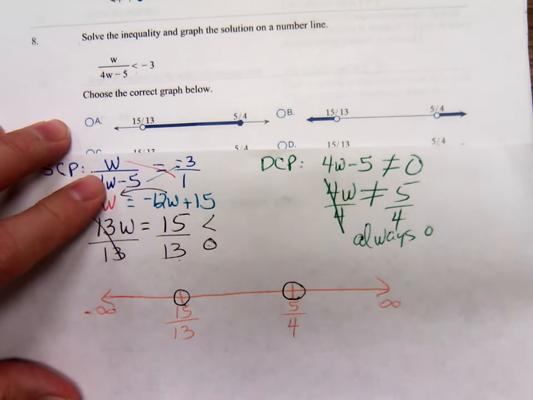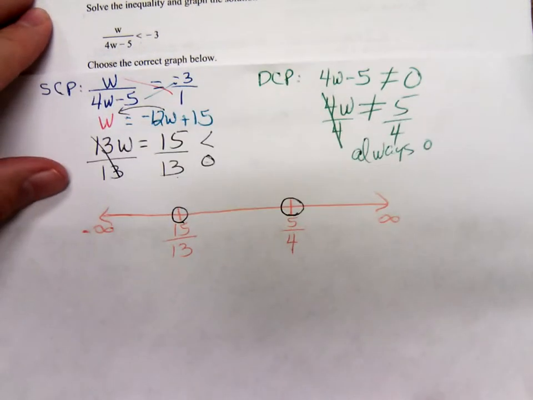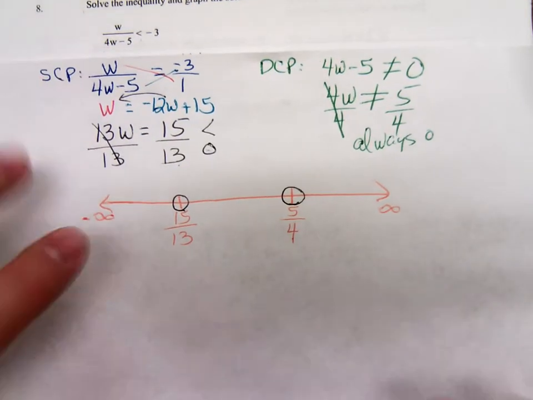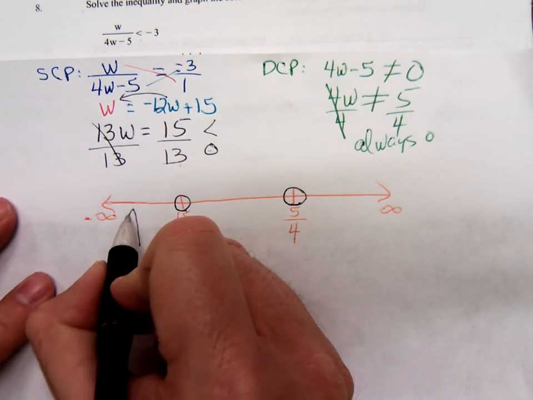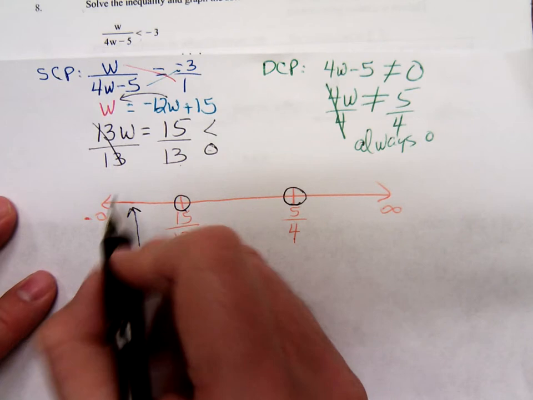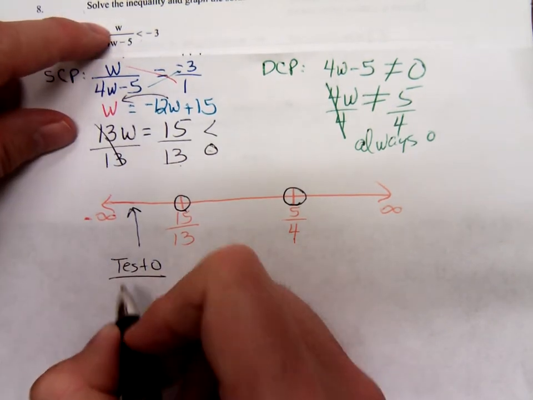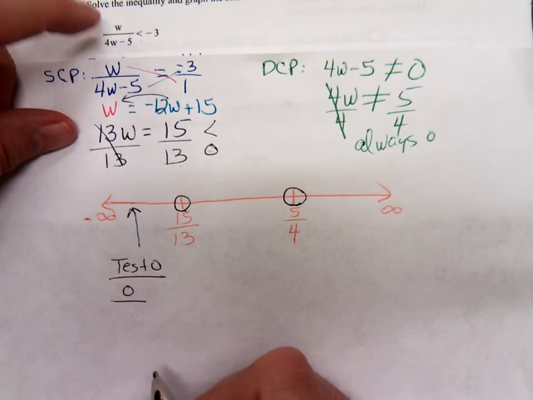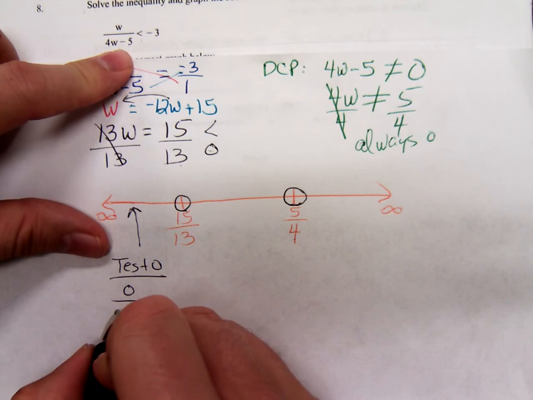And there was no place that I factored and run the risk of getting any repeated factors. So it's going to alternate. So I'm going to test this interval. Why? Because that's the interval that has 0 in it. I'm going to test 0. We'd have a 0 on top. I'm plugging into the original problem. And then 4 times 0 minus 5 is a negative 5.